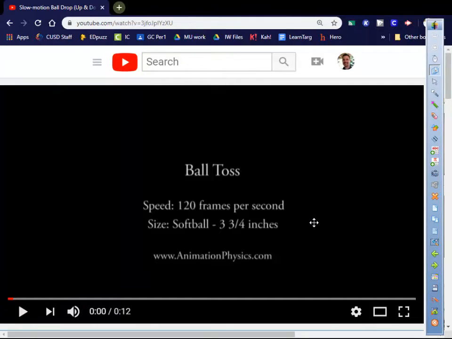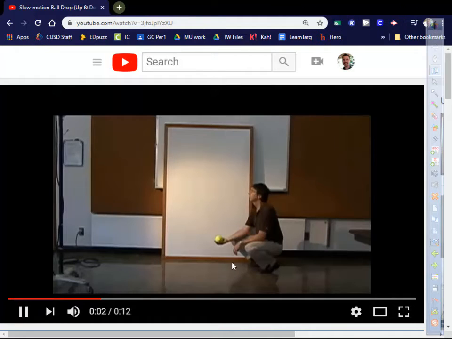So I want to show you an example of an object that's in free fall. Here is a ball being tossed up in the air. You can watch, here we go. Now this is in slow motion, so notice how when you toss the ball up in the air, it goes up and it falls back down. It's moving under the motion of gravity.